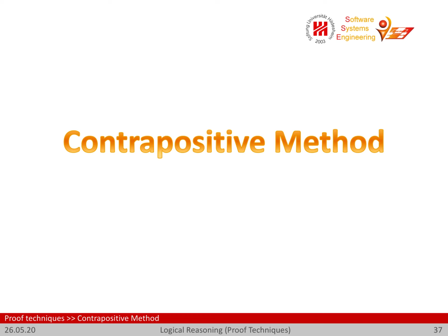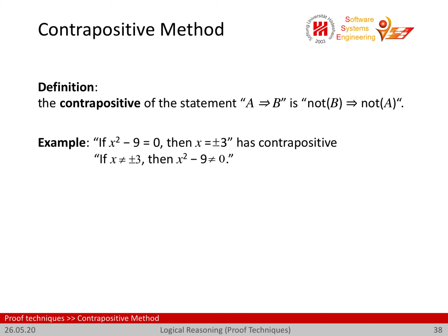The last technique we want to look at is the so-called contrapositive method. The idea of the contrapositive method is that we move from an implication A implies B to the inverted implication not B implies not A. We saw something similar earlier when we discussed the treatment of if and only if statements.